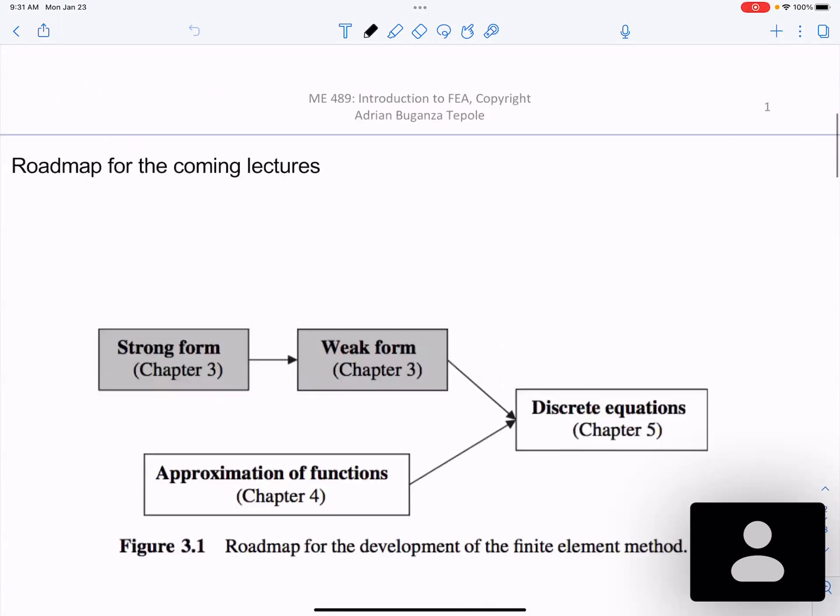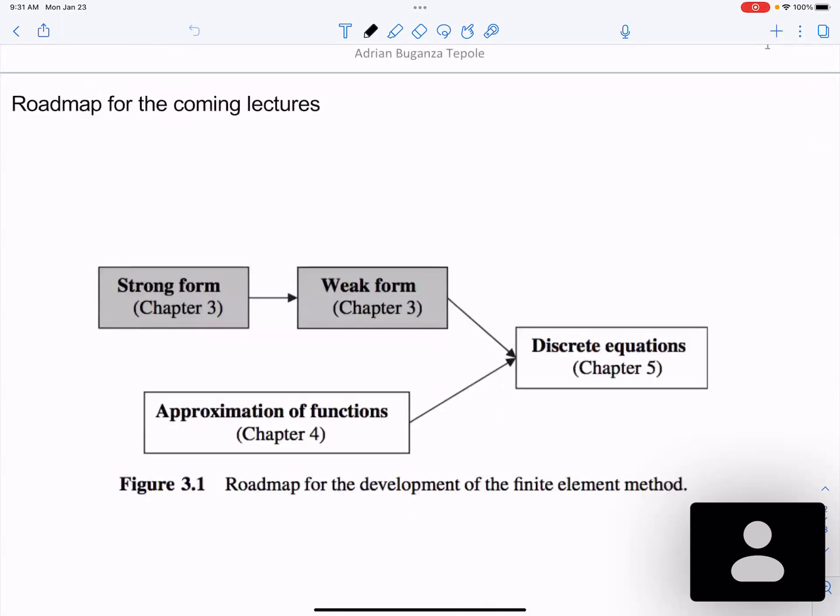A little bit of where this is going in the next weeks and how it connects with the book. What we're going to talk about today and on Wednesday is this idea of going from the strong form to the weak form. We'll talk about what that means. So that's basically this week.